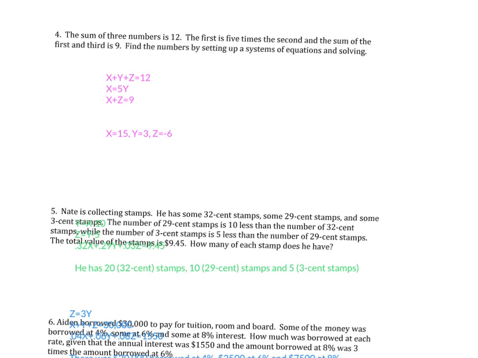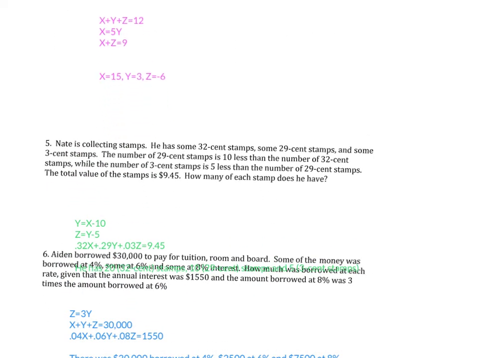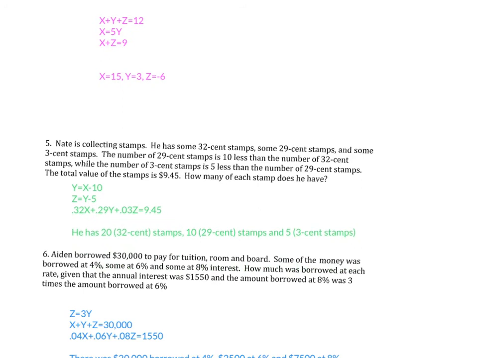For number 5, you have to write out something a little different. So notice what my equations are. You have to say that Y, I said Y was my 29-cent stamps, X was my 32-cent stamps, and then Z was my 30-cent stamps. So you get these 3 equations, which you should see here. This one you have to use money. So that's why I was saying before that you had to use 0.32 for 32 cents, 0.29 for 29 cents, and so on. And then I ended up with, just write like a final statement here, but he has 20 32-cent stamps, 10 29, and 5 30-cent stamps.